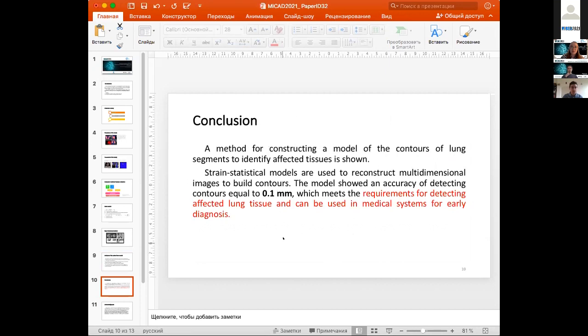Conclusion. A method for constructing a model of the contours of lung segments to identify affected tissues is shown. Strain-statistical models are used to reconstruct multidimensional images to build contours. The model showed an accuracy of detecting contours equal to 0.1 millimeters, which meets the requirements for detecting affected lung tissue and can be used in a medical system for early diagnosis.